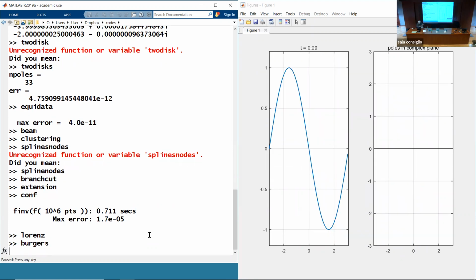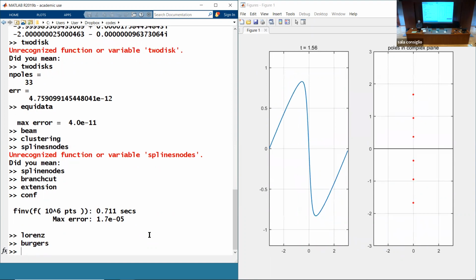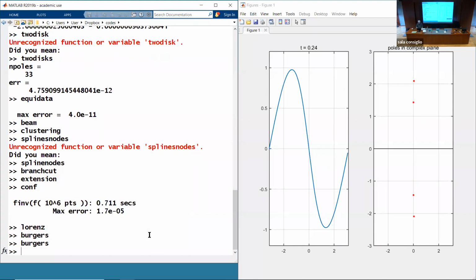This is now a time-dependent PDE, the Burgers equation. I'll run it a couple of times so you can get the idea. That's the initial condition. And then when time goes by, it sharpens up towards a shock, but then it diffuses away because of viscosity. So I'll run that one more time.